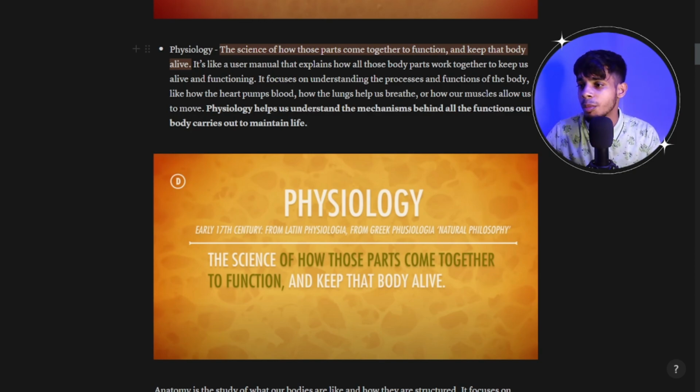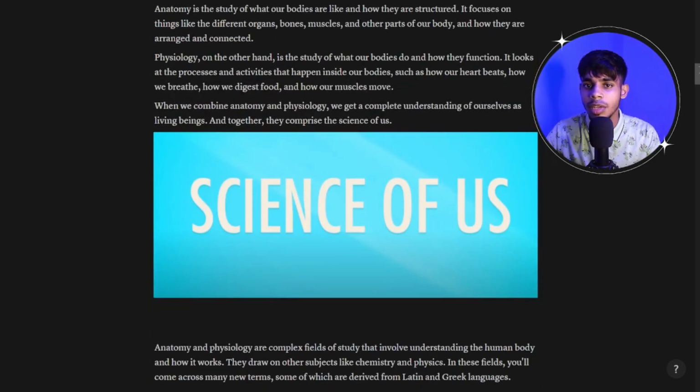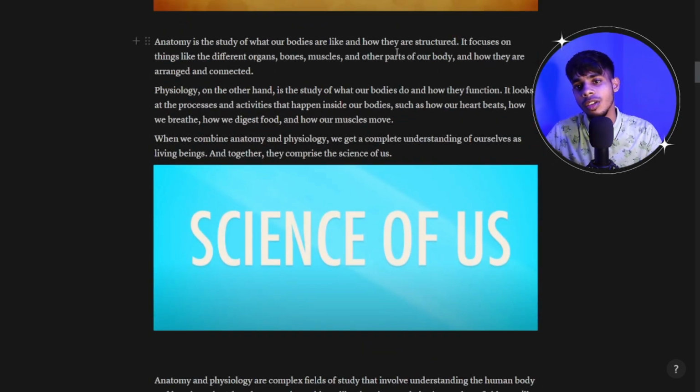So again, summarizing it in a very simple way, what is anatomy and what is physiology? Anatomy is the study of what bodies are like or how they are structured, and physiology on the other hand is the study of what our bodies do and how they function. Now if you combine anatomy and physiology together, it is known as the science of us, right? So basically we are studying our body parts, how they function, how they're structured, and how they're interlinked with each other. So anatomy and physiology combined together is known as the science of us.